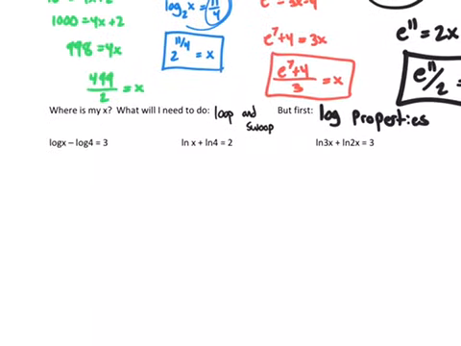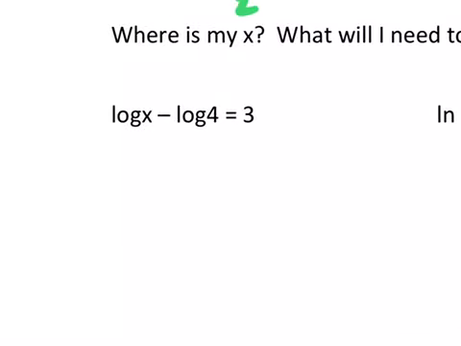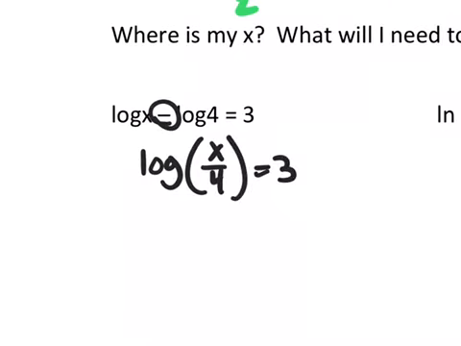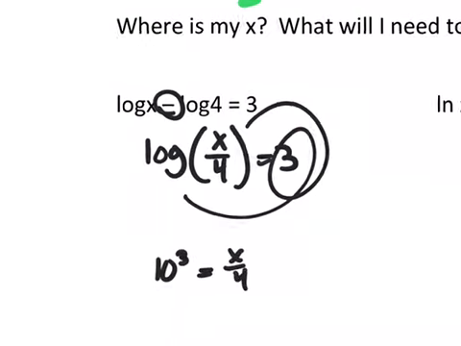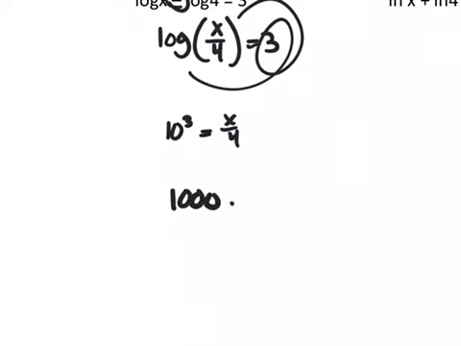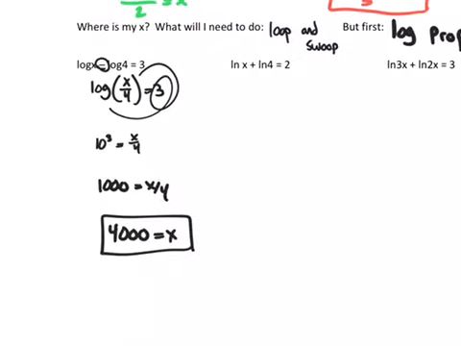Now these final problems here, we are going to need to do loop and swoop, but we'll first need to do logarithmic properties. So on this one, I can condense the fact that they're with subtraction into one log using division. Now it's ready for loop and swoop with invisible base 10. So we have 10 cubed is equal to x over 4. 10 cubed is 1,000. Multiply both sides by 4, and you get that x is equal to 4,000.